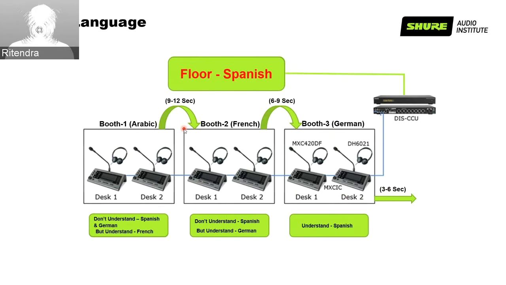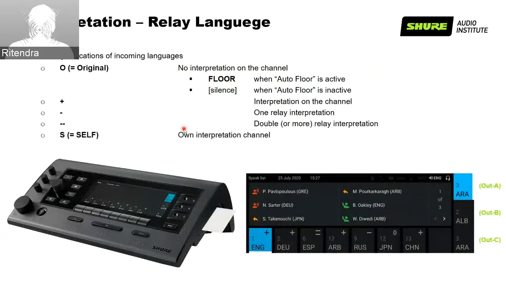So we don't recommend having more than 2 layers of relay interpretation, but that's also to understand what the relay language is or what can happen, right? So relay language has different signs, which you can see on the interpreter set. So here you see plus, minus, minus.